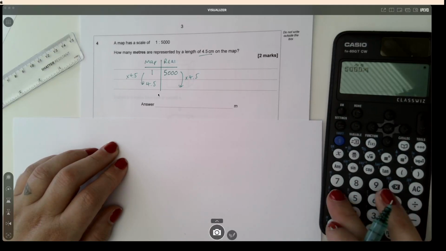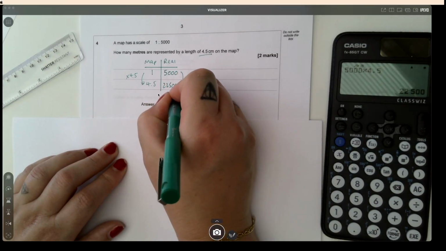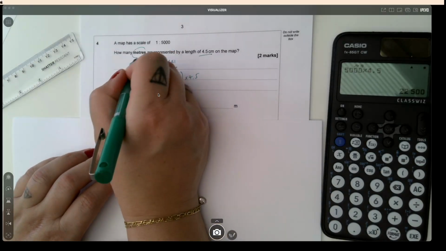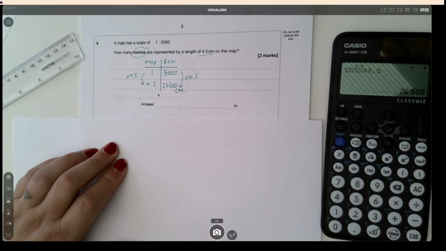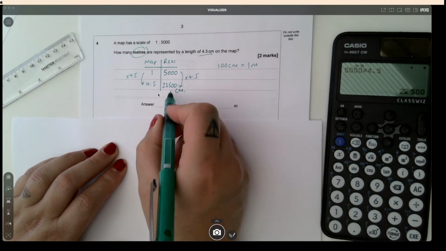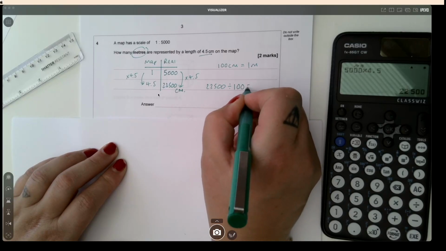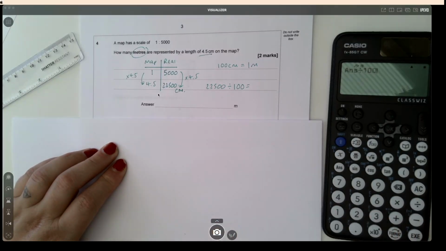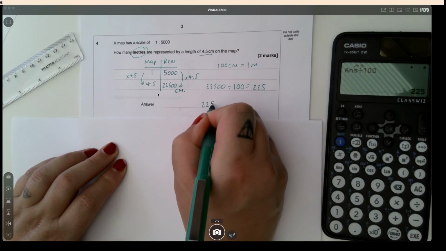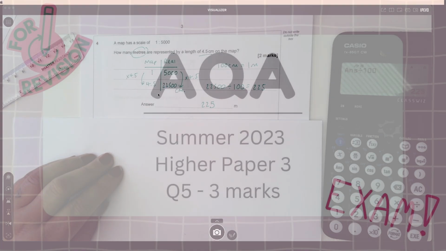5,000 multiplied by 4.5 equals 22,500. We have to remember we're dealing with centimetres here. He wants to know how many metres. There are 100 centimetres in 1 metre. So we're going to divide by 100, which is 225. So it's 225 metres for 4.5 centimetres on the map.